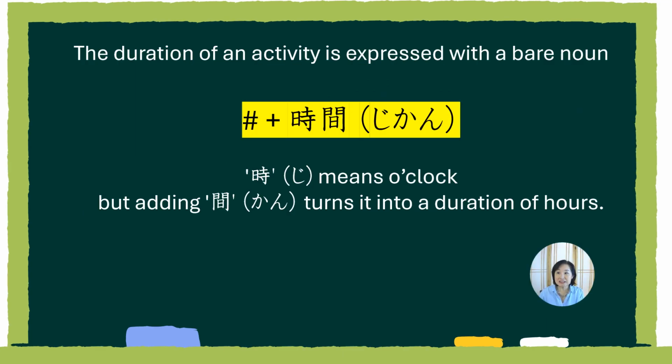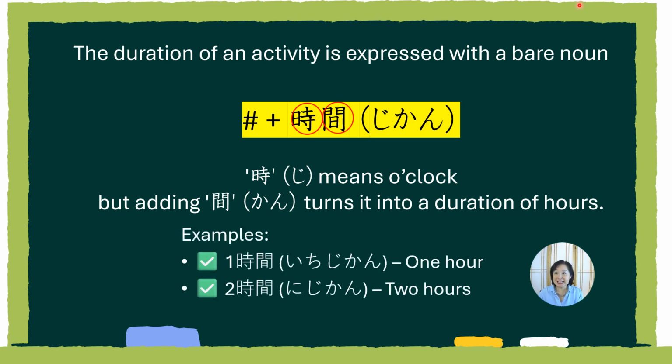The kanji used to express duration of time is kan, and this is its character. Kan means interval or span of time, and when combined with this kanji, ji, it indicates a duration of hours. Unlike specific time like ichiji, 1 o'clock, or niji, 2 o'clock, when expressing how long something lasts, we use jikan. For example, 1 hour is 1時間 and 2 hours is 2時間.